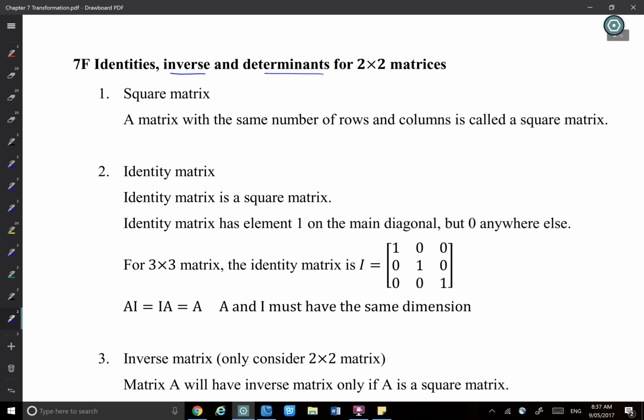Which calculation rule we didn't learn? We have plus, minus, times, and division. Okay, remember, in matrices we don't have division. Okay, we cannot divide matrices.